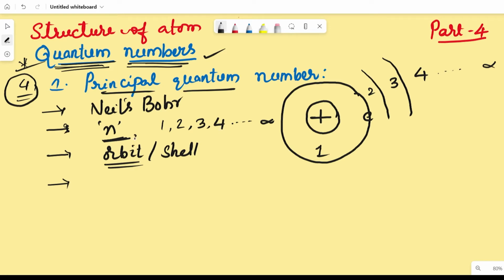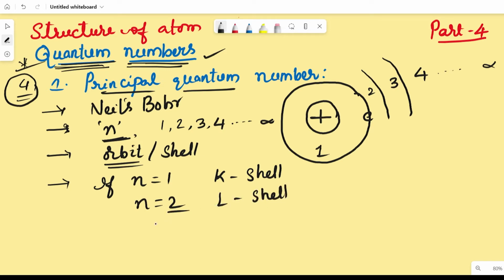And also this principal quantum number indicates the energy of an orbit. See here, if n is equal to 1, that is called the K shell, the main shell. If n is equal to 2, that is the L shell, which means the second orbit or second shell. If n is equal to 3, that is the M shell. If n is equal to 4, that is the N shell.